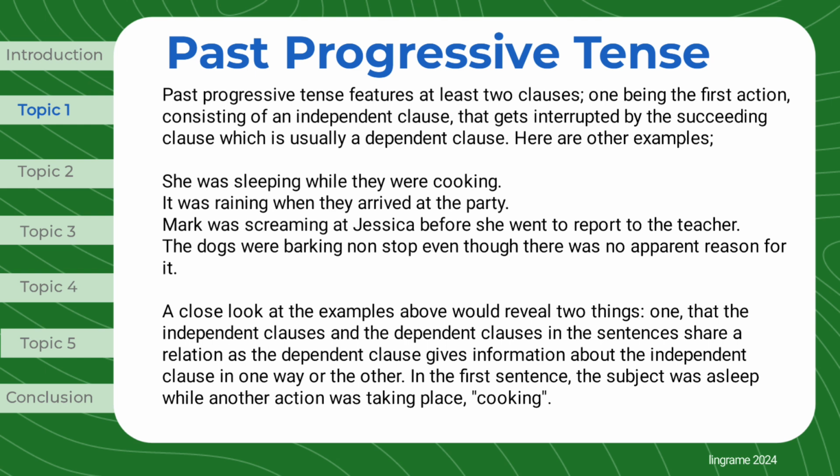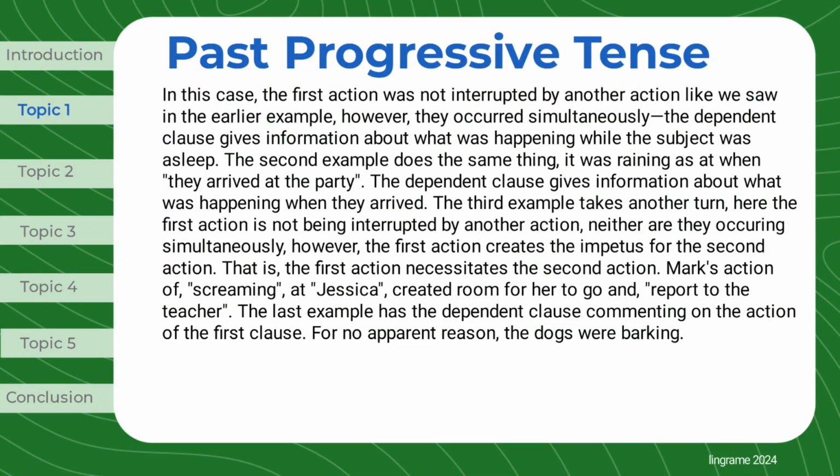A close look at the examples above would reveal two things. 1. That the independent clauses and the dependent clauses in the sentences share a relation, as the dependent clause gives information about the independent clause in one way or the other. In the first sentence, the subject was asleep while another action was taking place, cooking. In this case, the first action was not interrupted by another action like we saw in the earlier example. However, they occurred simultaneously. The dependent clause gives information about what was happening while the subject was asleep.